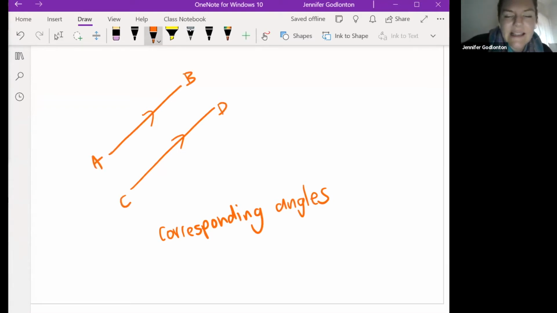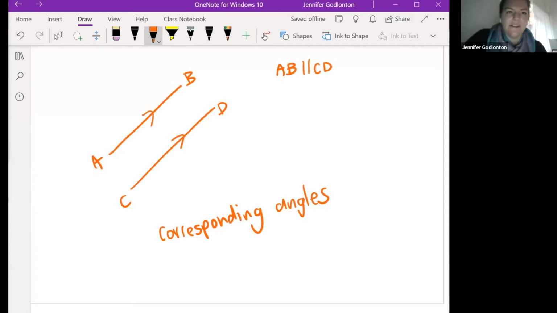If I'm wanting to write, let's say that this is A and this is B, and this is C and this is D, if I'm wanting to write that those lines are parallel, how would I write that in a mathematical sentence? Ma'am, you would say AB is parallel to CD. How would I show that they're parallel? What symbol would I use? Two straight lines. Beautiful. Perfect.